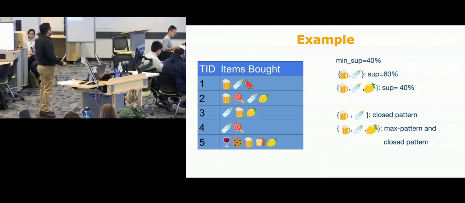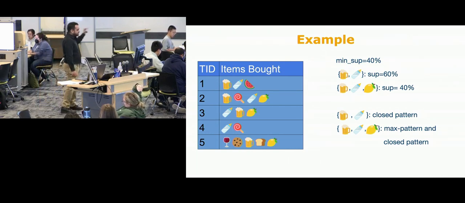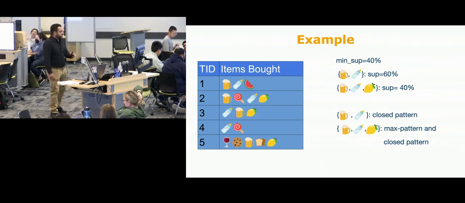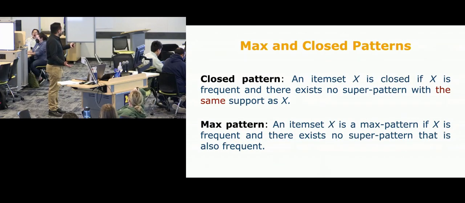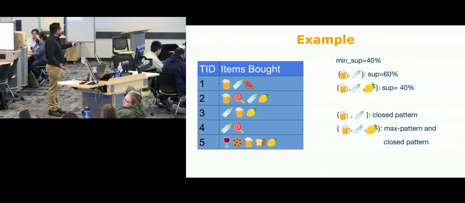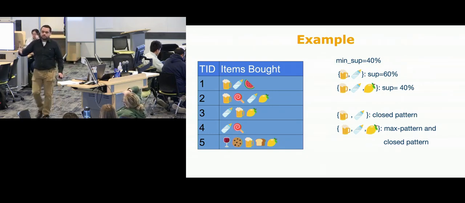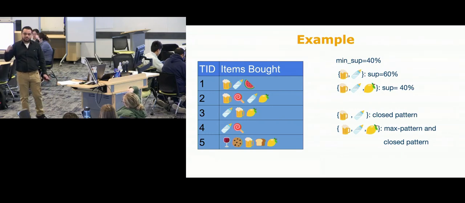The milk, beer, and lemon superset has an equal support as the minimum. So for max pattern, you're on the right track. On the max pattern, we don't have to look at the support of the superset. We just have to look at whether it's frequent or not. So beer and milk has a superset, milk, beer, and lemon, which is also frequent. And that's what we need to ensure that it is not a max pattern, it is only closed.